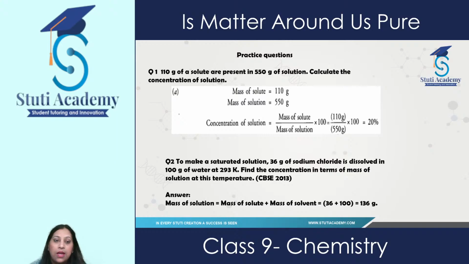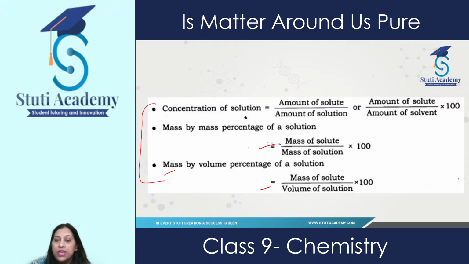First is: 100 gram of a solute is present in 550 gram of a solution. Calculate the concentration of the solution. Now here the mass of solute is given, 100 gram, and the mass of solution is given, 550 gram. So you need to find out the concentration of the solution.